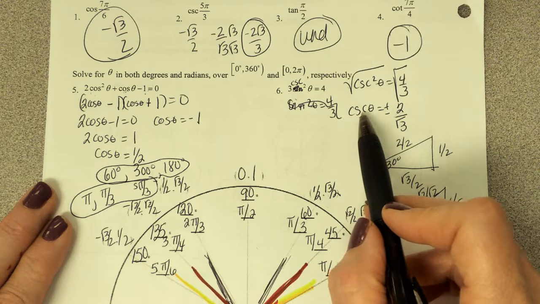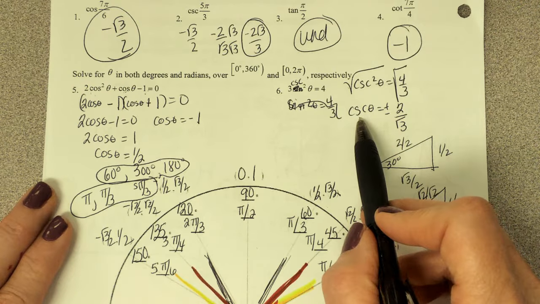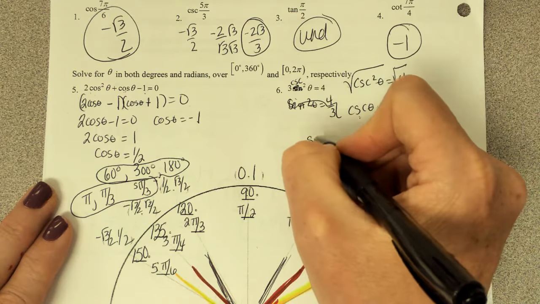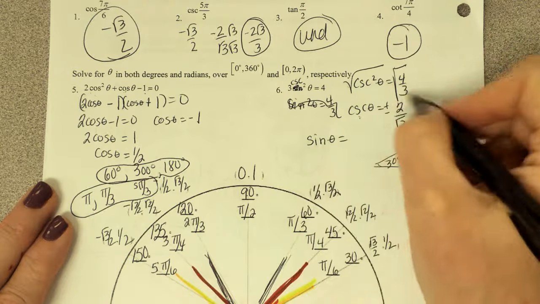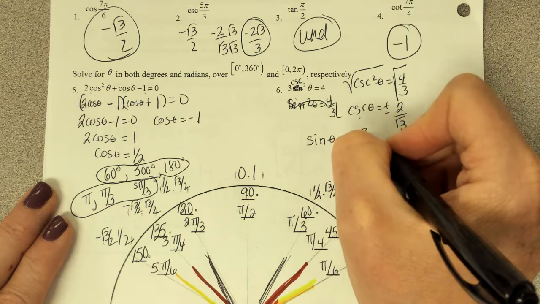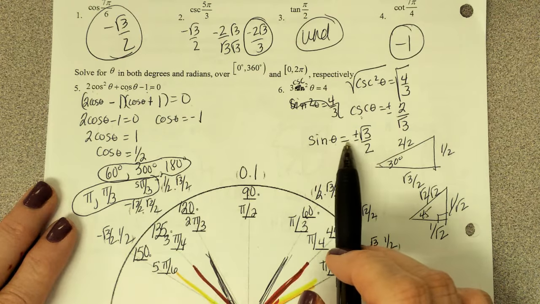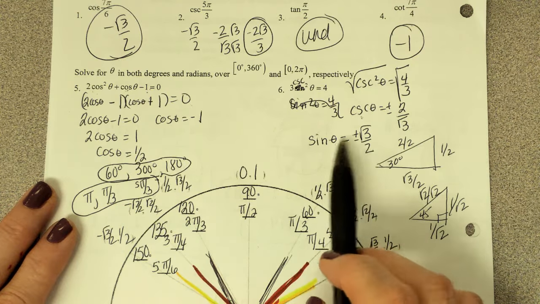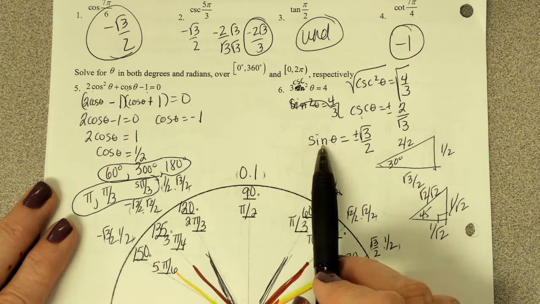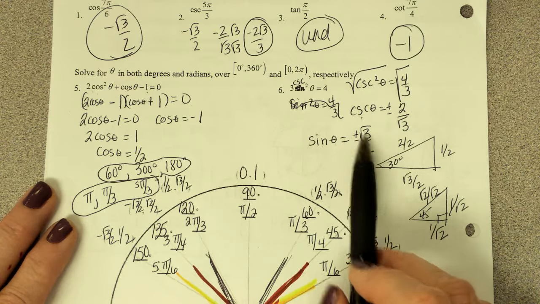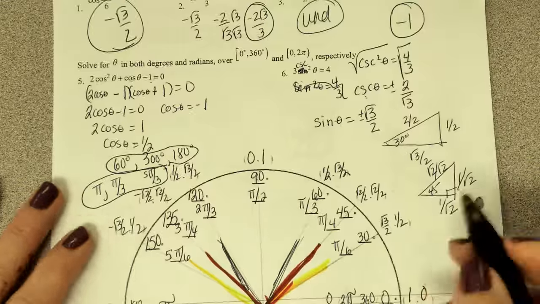What do I do if I have cosecant? Switch it into what? Sine. So I'm going to flip it. Sine theta, just flip it. Now we have this. So now you guys find all the places on the unit circle where y is positive or negative radical 3 over 2. Let's do it in degrees first.